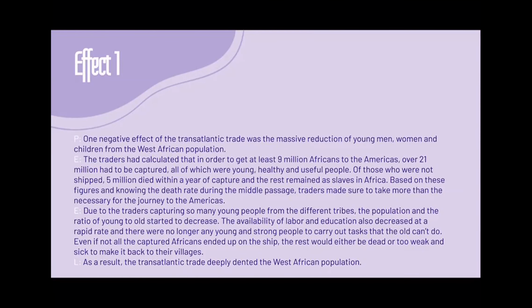Even if not all the captured Africans ended up on the ship, the rest would either be dead or too weak and sick to make it back to their villages. As a result, the transatlantic trade deeply dented the West African population.